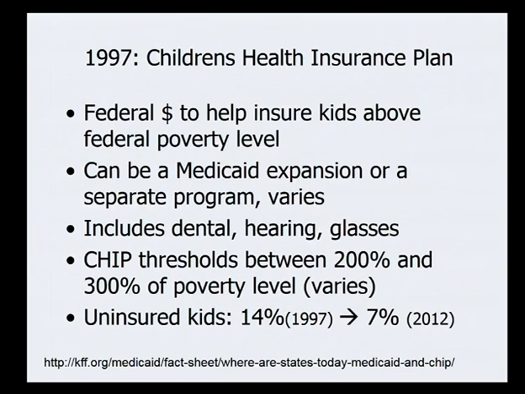In 1997, after the failure of the Clinton plan, there was an effort to push insurance out to kids who might be above 100% of the federal poverty level, and that was the CHIP program. It can be part of Medicaid or it can be separate. Every state configures it differently. It does include dental care, hearing assistance, glasses, and the thresholds vary across states, but it really effectively reduced the percentage of kids who are uninsured substantially.